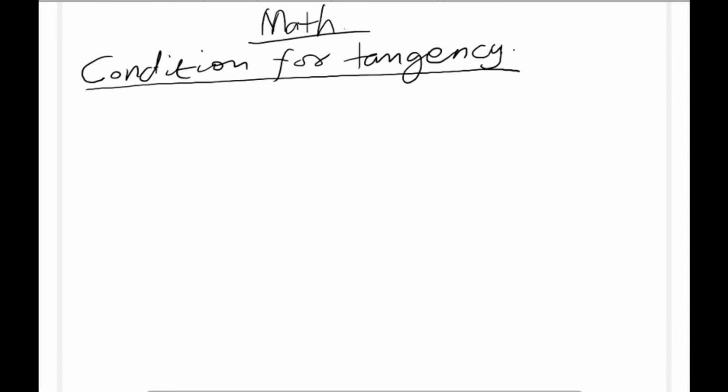Today's study is about the condition for tangency of a circle. This lesson is just asking a simple question. How do you determine if a straight line is a tangent to a circle or not? And in this lesson, I'm going to use two methods to determine whether a line is a tangent to a circle or not without drawing the line and the circle.